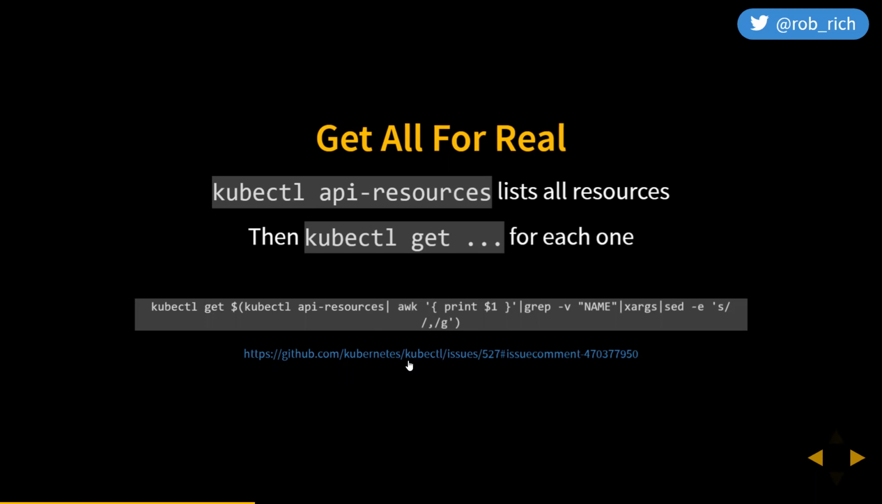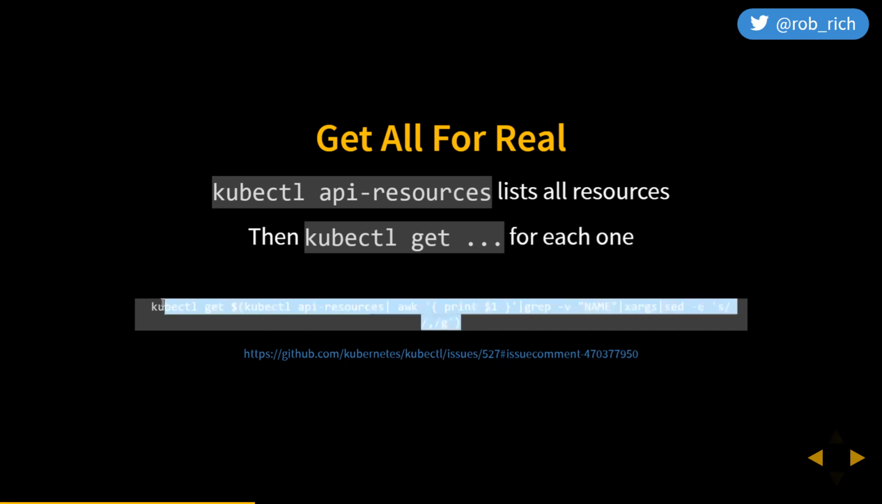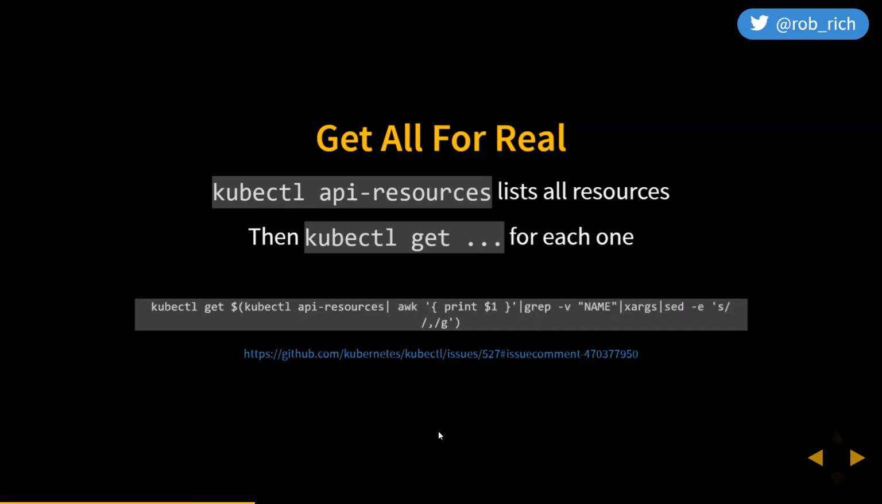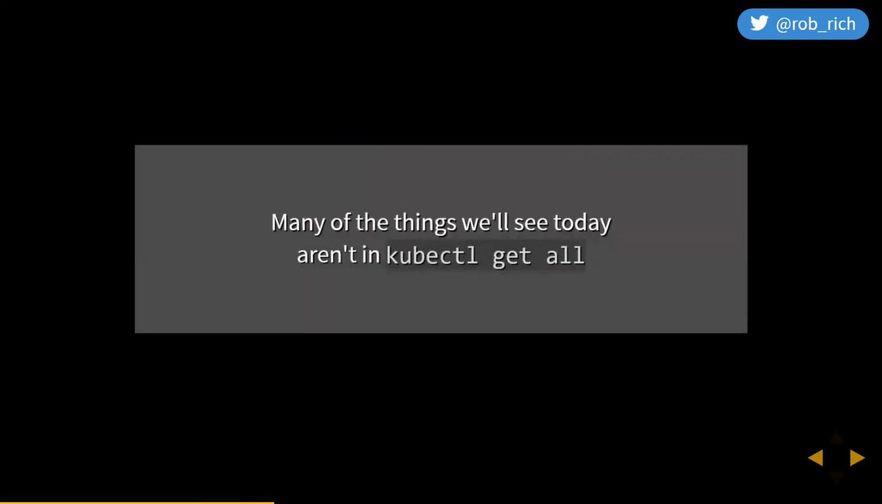This script actually came from this post. So as you grab these slides from robrich.org, you can either copy this into your bash profile or your PowerShell profile, or you can reach in here and grab it from this GitHub issue. So yeah, kubectl get all does not actually get everything. It only gets stateless things.